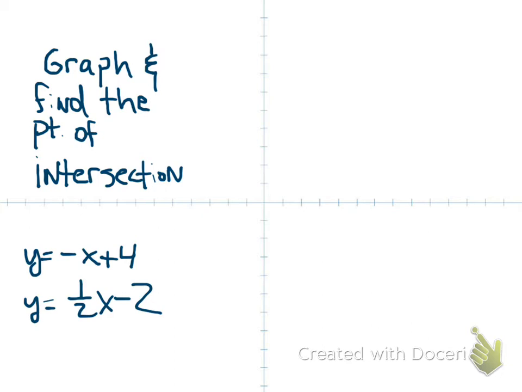Okay, so we want to graph and find the point of intersection for this system right here. y equals negative x plus 4, y equals 1/2 x minus 2. Well, for the first one, I start at positive 4 on the y-axis: 1, 2, 3, 4. Then I'm going to go down 1 over 1.